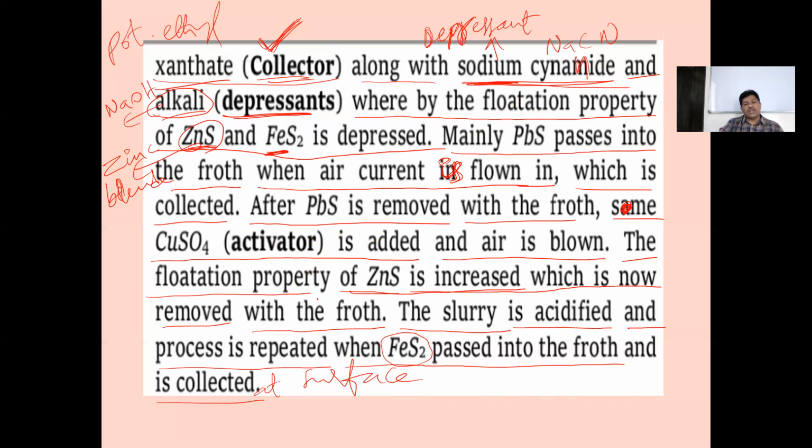Next one. Which activator is added to collect ZnS? Copper sulfate activator is added to ZnS to activate the ZnS so it goes into the froth. In that case, the ZnS is collected at the surface.